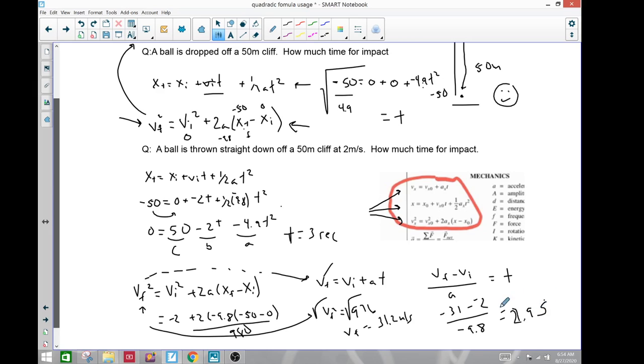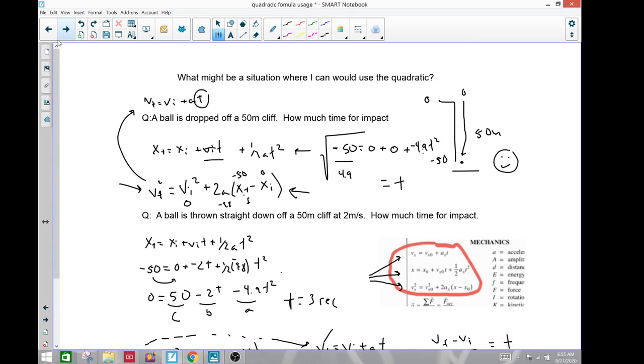2.95 seconds. So do you have to use the quadratic equation? No. All right? No, you don't. So it's just an easy way to solve out for something. Okay? And we'll go from there for now.